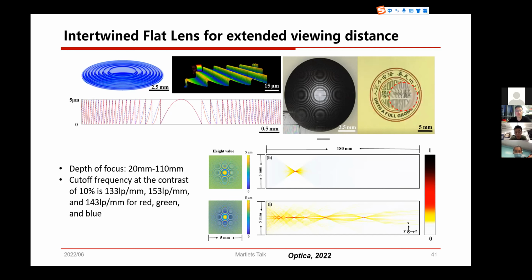Then the structures will be transferred to a PET film, because a PET film is flexible, so it can be incorporated with the LCD panel more easily. If the patterns are on photoresist, they are on a glass substrate. The glass substrate is rigid, and it can hardly be incorporated with the LCD screen, pixel by pixel. So we usually transfer it to PET film.